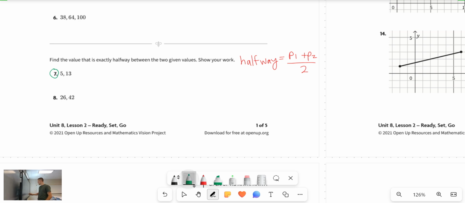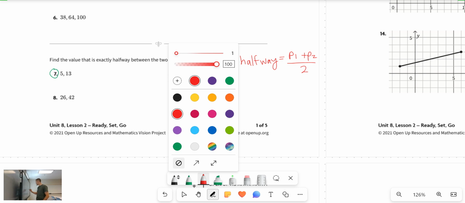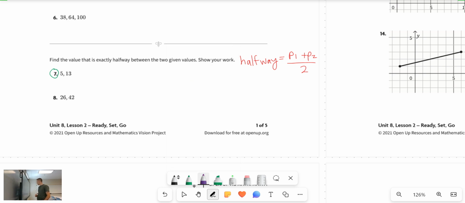So let's do in green. Oh, we just did one in green. Let's go purple. Back to purple. 5 and 13. So what's halfway between 5 and 13? Well, our equation says we're going to just do 5 plus 13 and then divide by 2. And that's going to be 5 plus 13 is 18, divided by 2 is equal to 9. So this says that the answer should be 9.